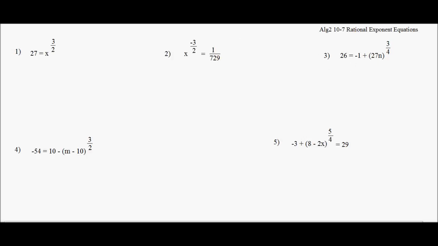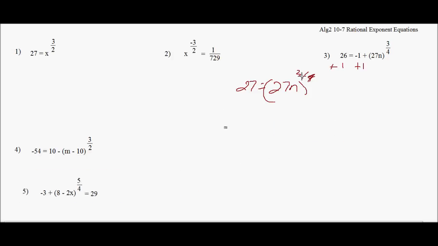So this one, you just add 1 to both sides, and you get 27 equals 27n to the 3/4 power. So the only thing I can do is multiply everything by 4/3, and I make this to the 4/3 power. So that cancels, and you get 27n.